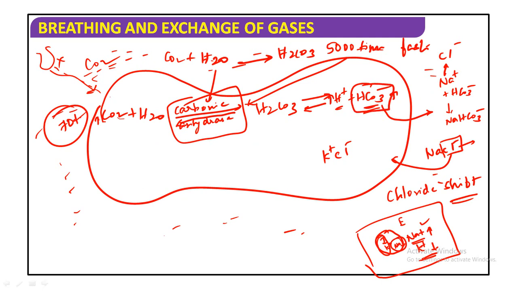Right? CO2 reacts with H2O. It forms H2CO3. Again it dissociates and forms H plus and HCO3. The excess HCO3 bicarbonate ions go outside, join with the sodium and form sodium bicarbonate, and you have the chloride ions. The excess chloride ions come inside and form potassium chloride. So this shift is called the chloride shift or Hamburger's phenomenon. Hamburger's phenomenon. This is a very important question.